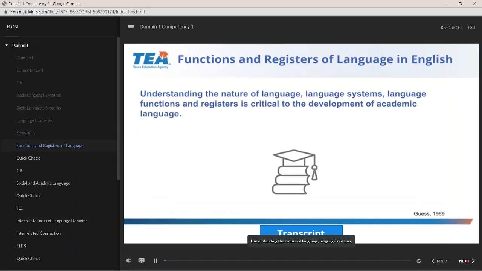Understanding the nature of language, language systems, language functions, and registers is critical to the development of academic language. Being aware of language functions and registers helps English learners understand the different purposes for and the appropriate styles of communication for that purpose.